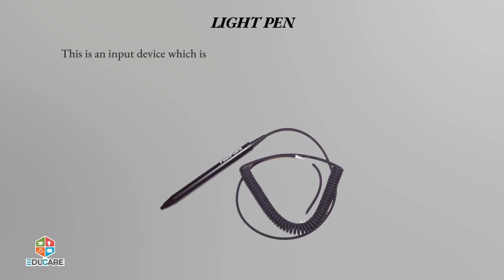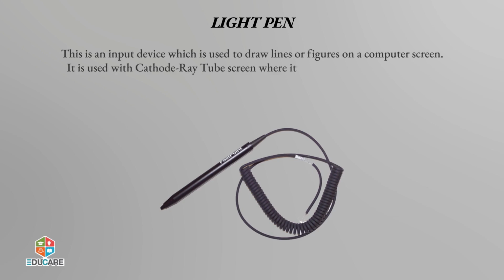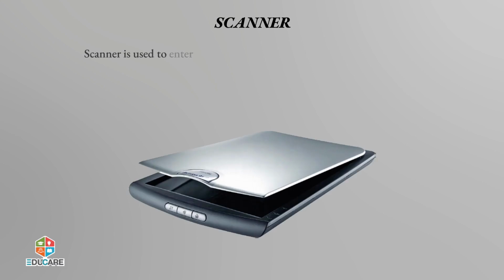Light pen. This is an input device which is used to draw lines or figures on a computer screen. It is used with cathode ray tube screen where it detects the screen location as it is moved over the screen. Scanner. Scanner is used to enter information directly into the computer memory.